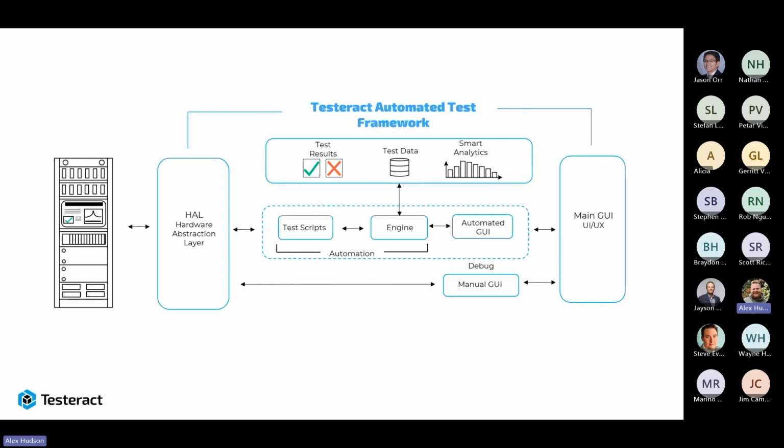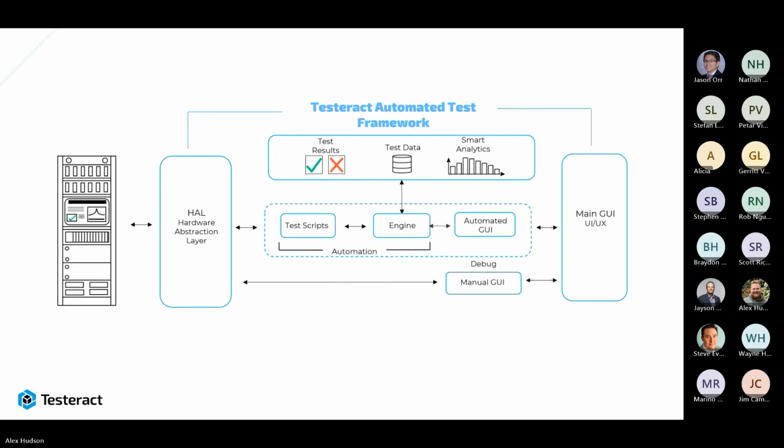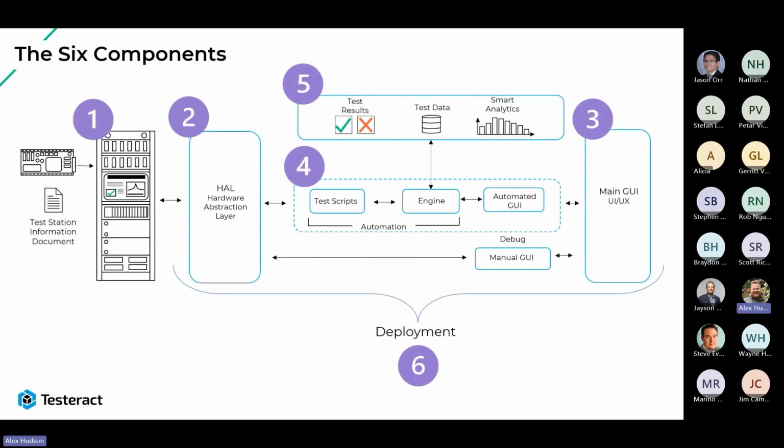So here's a high-level overview of the TestRact automated test framework. You see we have our hardware on our left. Then this main part is all our software. We've identified 6 components as they relate to our framework, and 2 of them are not really even software. So step 1, we have a test station information document. This is how are we going to test it. This can serve as an architecture document. We'll cover that more. Then we have our entire software stack. And then we also think about deployment as part of our framework. And we have a plan for deployment from the beginning.